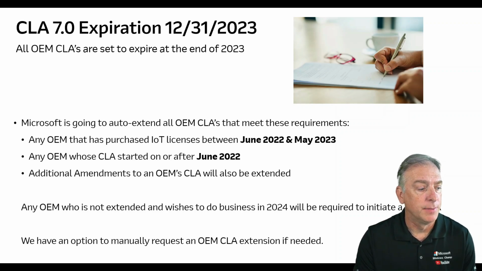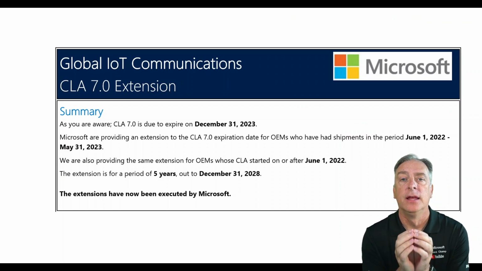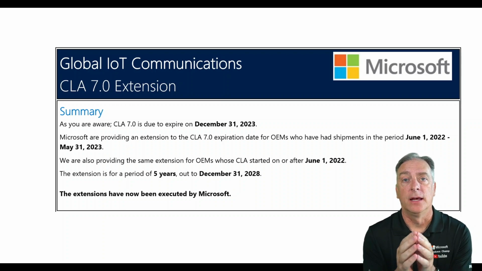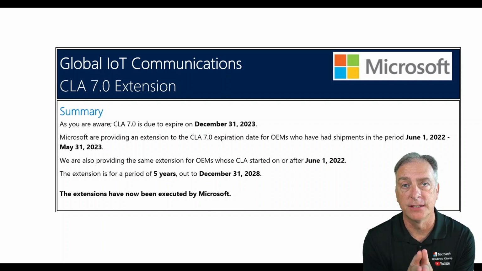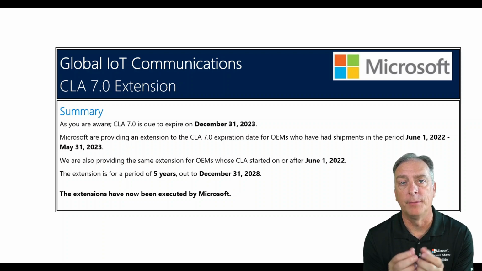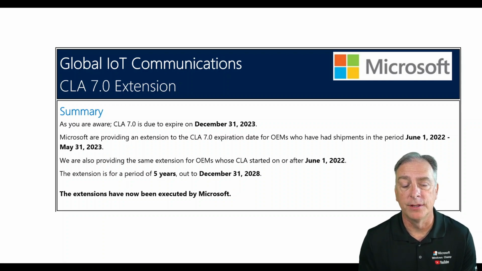The other thing to mention is that Microsoft has notified us that they have notified all of the customers that fit that criteria. So if you had a brand new CLA after June 2022, or if you've been buying and selling licenses between the required dates, Microsoft has sent those notifications out to the primary contact on the CLA agreement. Of course, the issue is that a lot of primary contacts on CLA agreements may not work at that company any longer, so you may not receive the notification. In that case, again, reach out to us and we can verify.